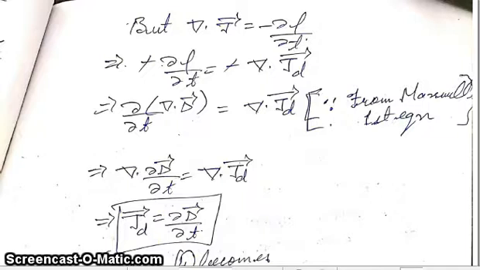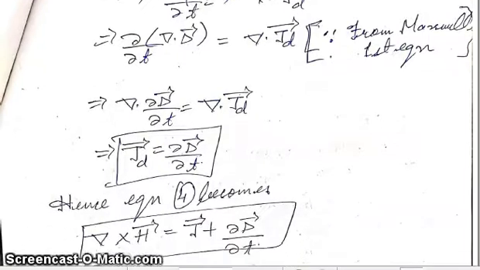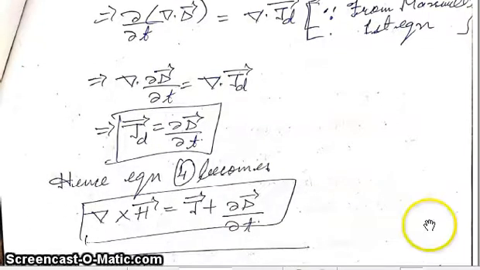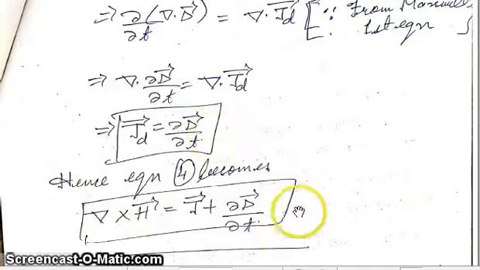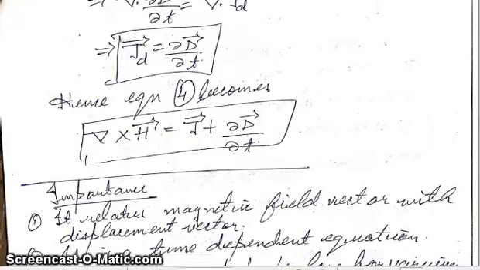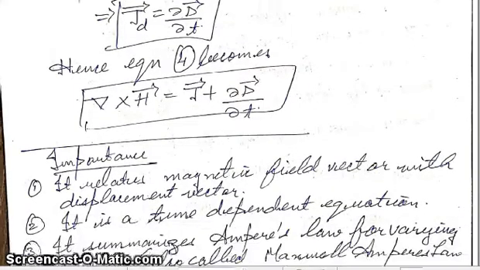Now Maxwell took J_D and added it to J. For our final equation, equation 4 becomes del cross H vector is equal to J plus J_D, where J_D is ∂D/∂t. This means del cross H vector is equal to J vector plus ∂D/∂t. This is called Maxwell's fourth equation. Now what is the importance of Maxwell's fourth equation?